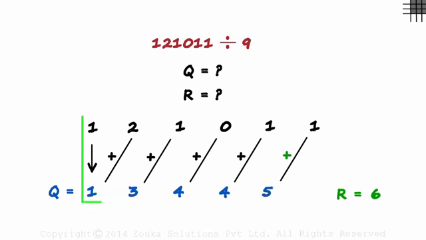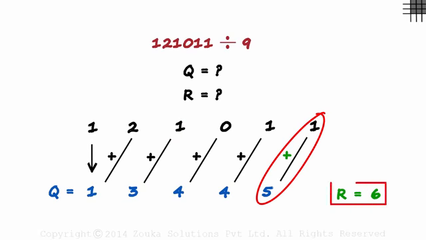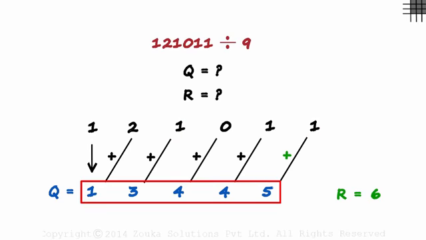We simply wrote the first digit as is, added it to the next digit, added the results to the respective next digits until we reach the last digit. The last sum becomes the remainder, and the remaining number becomes the quotient. Let's try out another one.